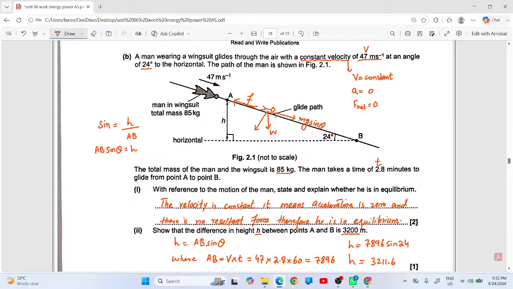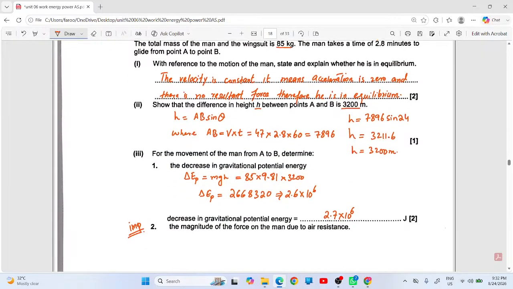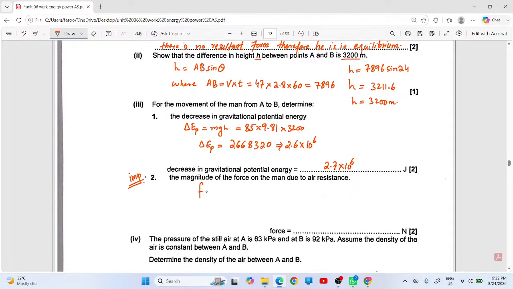So it means the frictional force equals mg sin theta. That's all, no other force is acting. M is the mass, which is 85, g is 9.81, into the sine of 24. That gives 339.16, so this is 340.